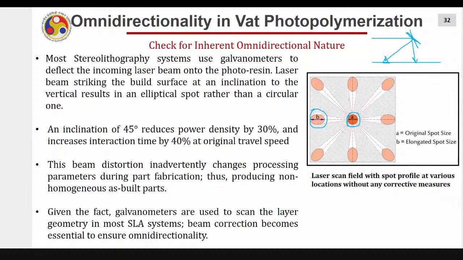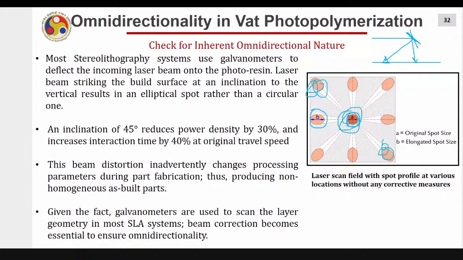You build a part at this location, you build a part at this location, you build a part at this location, they will not have the same property. Maybe anisotropy, but not the same anisotropy. So given the fact that galvanometers are used to scan the layer geometry in most SLA systems, beam correction is essential to make the process omnidirectional.